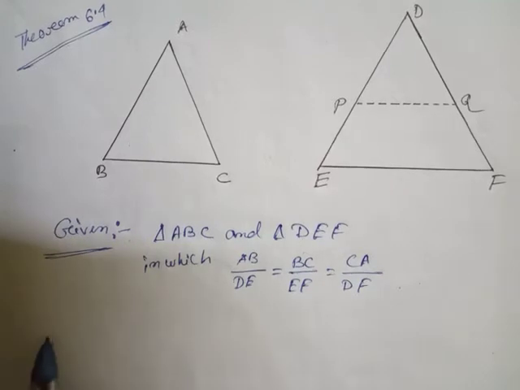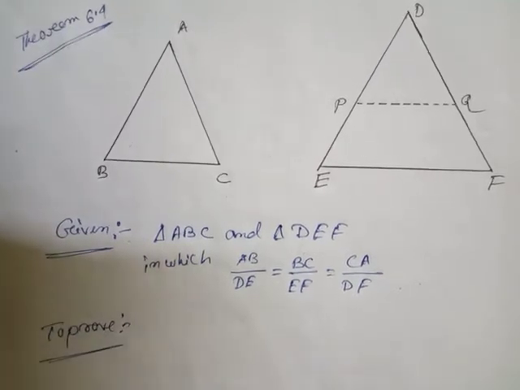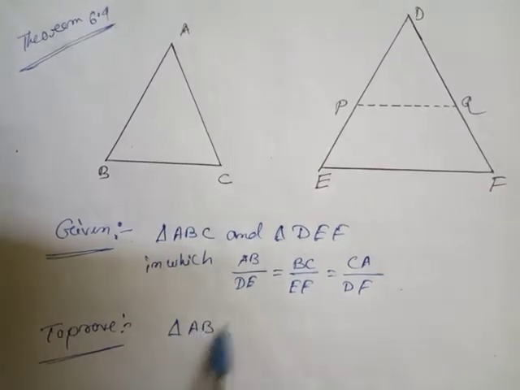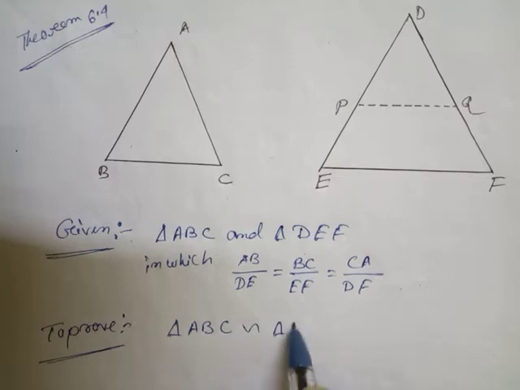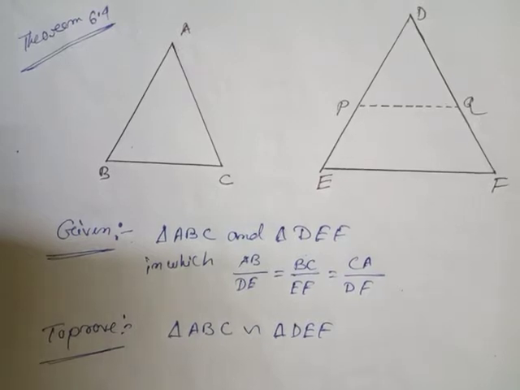Now to prove: triangle ABC is similar to triangle DEF. Okay, now next part is construction.